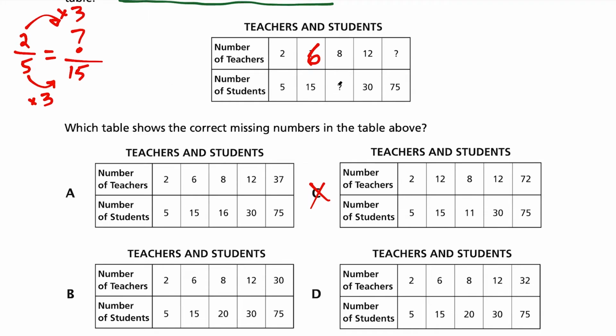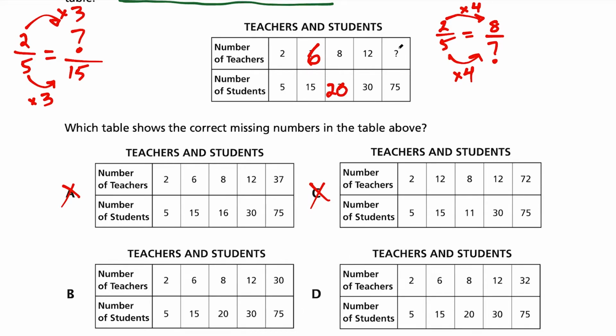So now the next mystery value is in this column. So we could set up, we have 2 over 5 is equal to, and for this column, we're going to have 8 up top, because that's the number of teachers going in the numerator, over the number of students, which is the mystery value. But this time around, we're going to multiply by 4, because 2 times 4 would give us 8. But then we would have to multiply the bottom by 4 as well. And 5 times 4 would give us 20. So the second mystery value is 20. So we scan the answer choices here. We could eliminate A because there's not a 20 here. And notice choices B and D do have a 20.